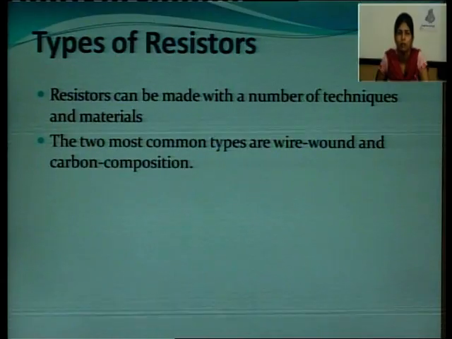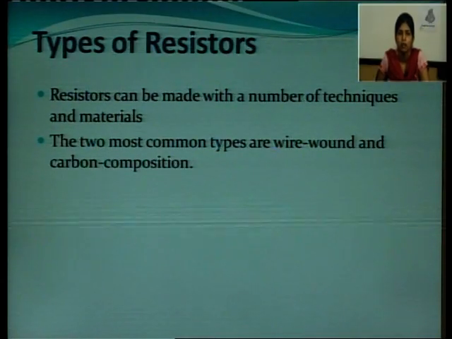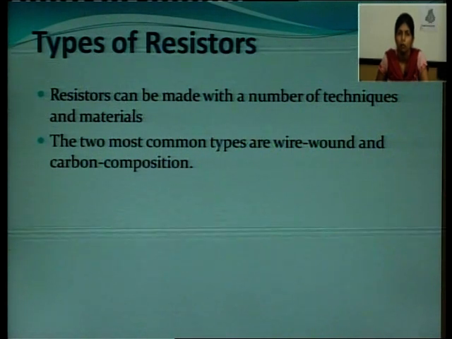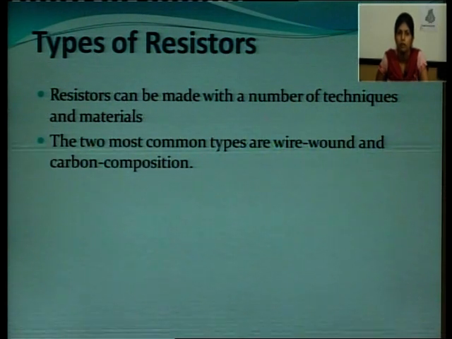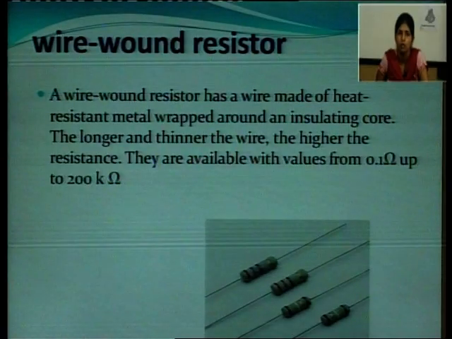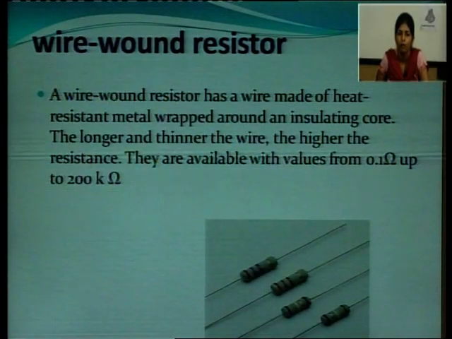Next is the types of resistors. Now resistors can be made with a number of techniques and materials, and the two common types are wire wound resistors and the carbon composition resistors. The first is wire wound resistors.